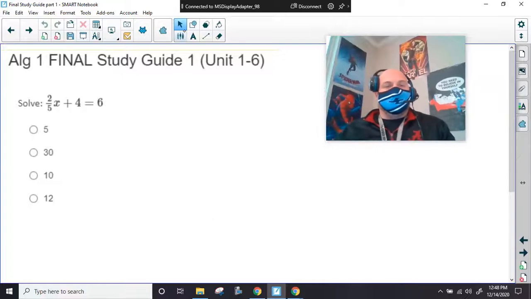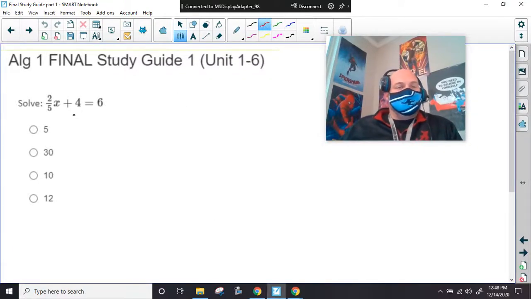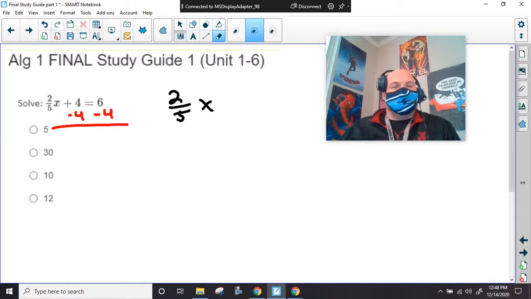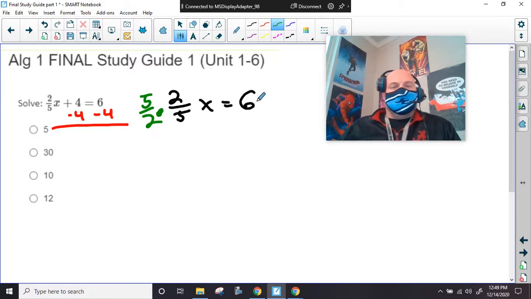All right, so for the study guide for the final, two-step equation, subtract 4 from both sides. Equals 6. All right, multiply it by the reciprocal. That's supposed to be a different color. Okay, those cancel. X.